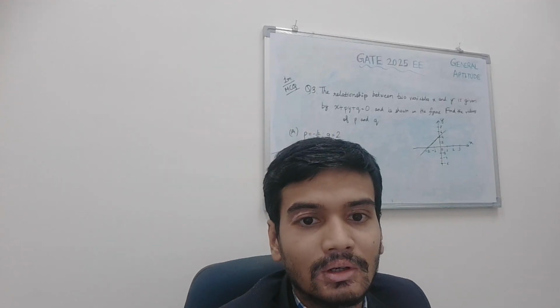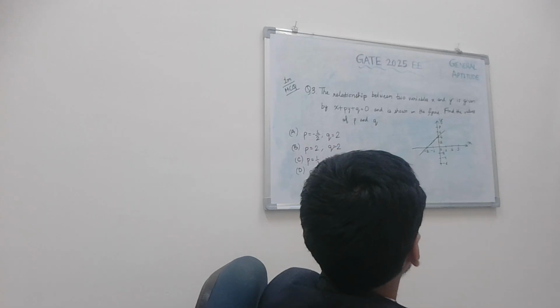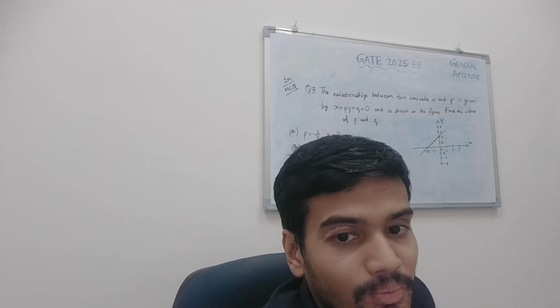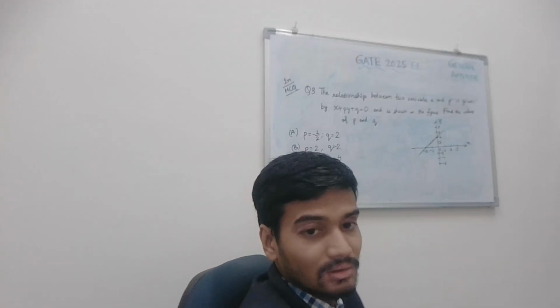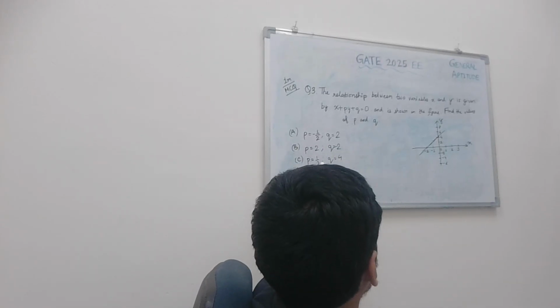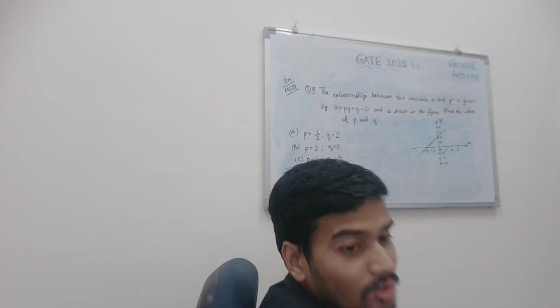equations and graphs. So it's given in the question the relationship between two variables x and y is given by this equation x plus py plus q equal to 0 and is shown in the figure graphically. Find the values of p and q. This is the graph given as you can see. And the options are given as p equal to minus half, q equal to 2; p equal to 2, q equal to minus 2; p equal to half, q equal to 4; and p equal to 2, q equal to 4. So let's move on to the solution to this question.